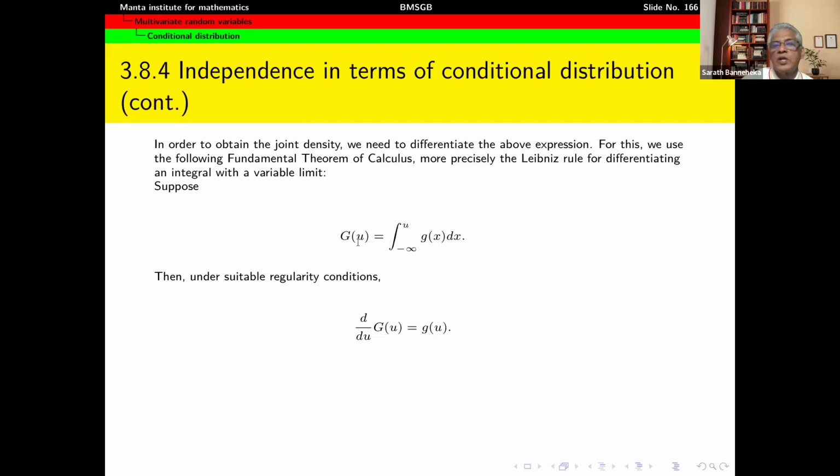Just to remind you what the fundamental theorem of calculus is, suppose that you have some function like this. You are integrating some function g(x) with respect to x, with limits from minus infinity to u. Then finally, this will become a function of u, and let's call it capital G(u). Now, if I want to differentiate this with respect to u, the first derivative of this function with respect to u will give you directly g evaluated at this value.